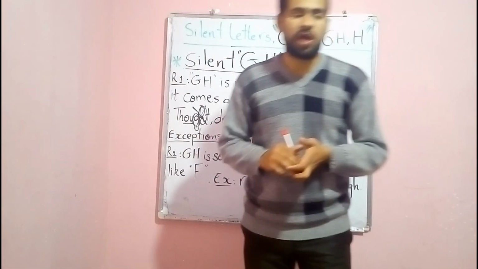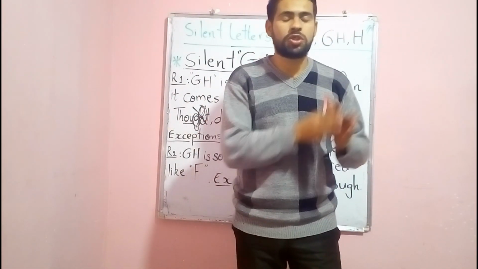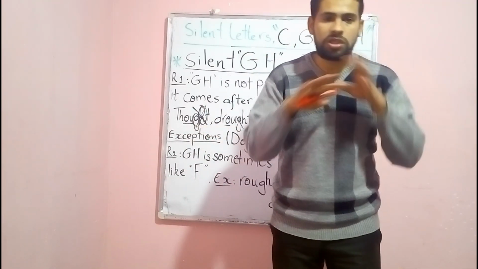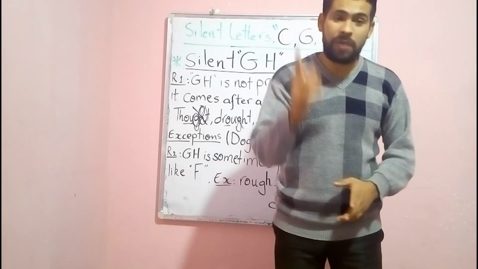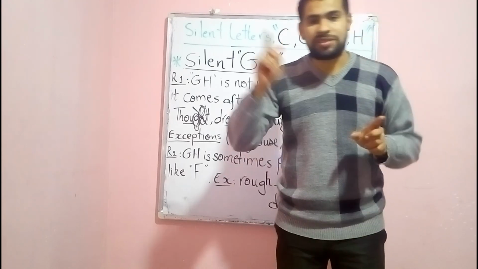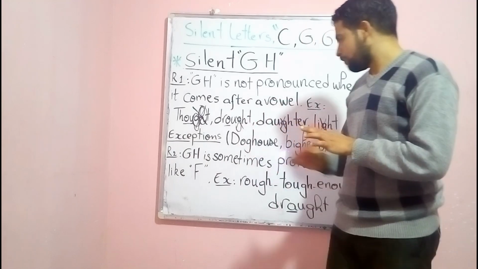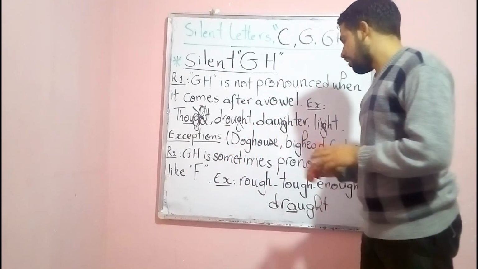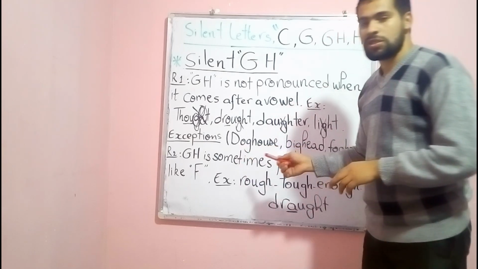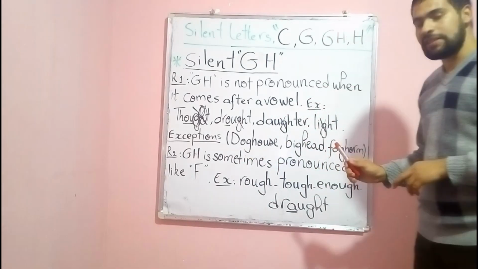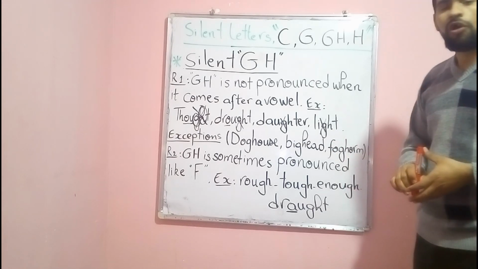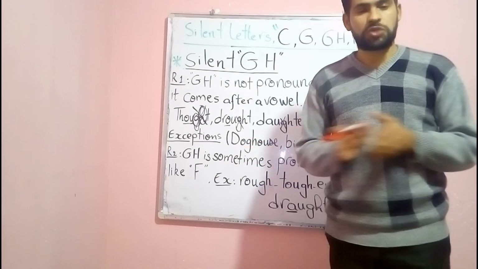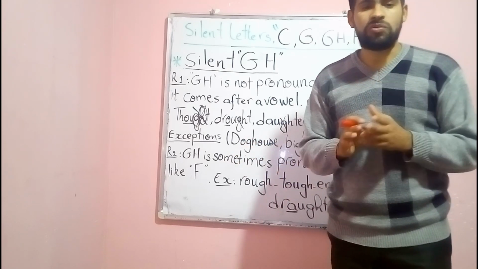I repeat, when you have a vowel before the combination G and H, the G and H is silent and you will not pronounce it. But for every rule there is an exception. Now, the exceptions here are doghouse, bighead, and foghorn. As you can see, most of the exceptions here are compound words.